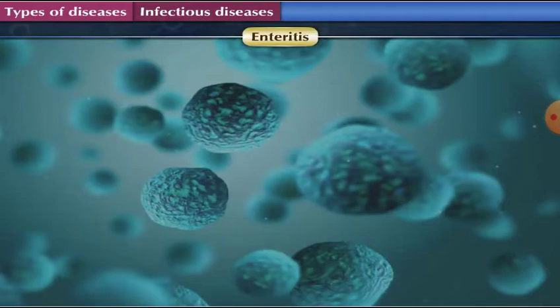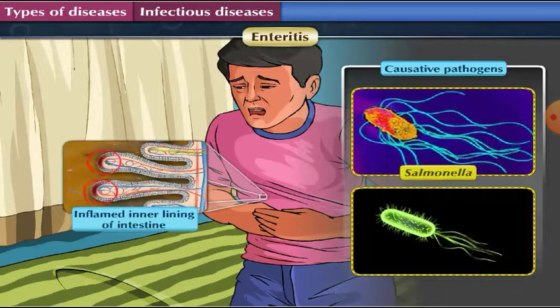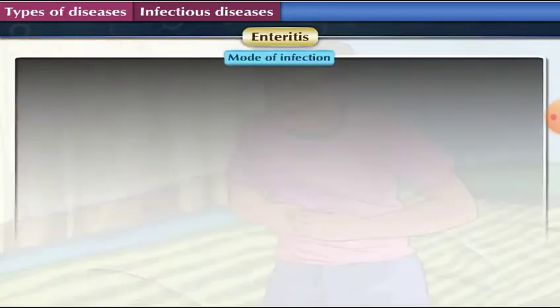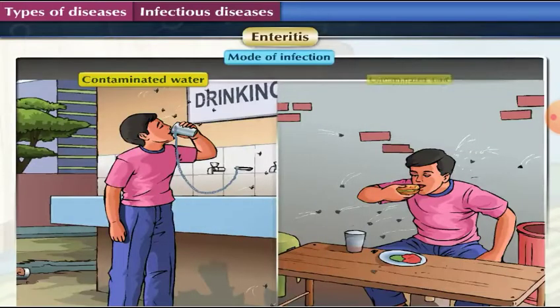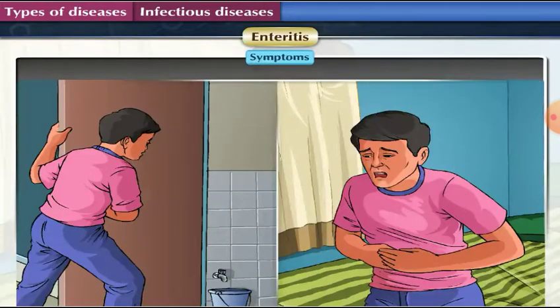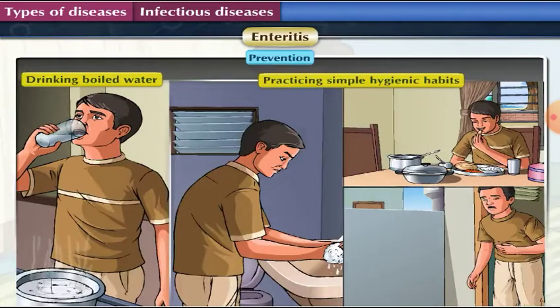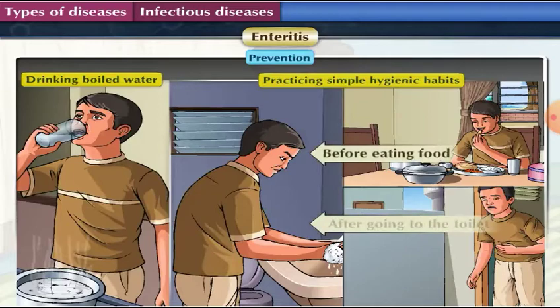Enteritis. Enteritis is caused by many pathogens such as Salmonella and E. coli bacteria. It spreads through contaminated water and food. Some common symptoms of enteritis are diarrhea and abdominal pain. This infection can be easily prevented by drinking boiled water and practicing simple hygienic habits like washing hands before eating food and after going to the toilet.